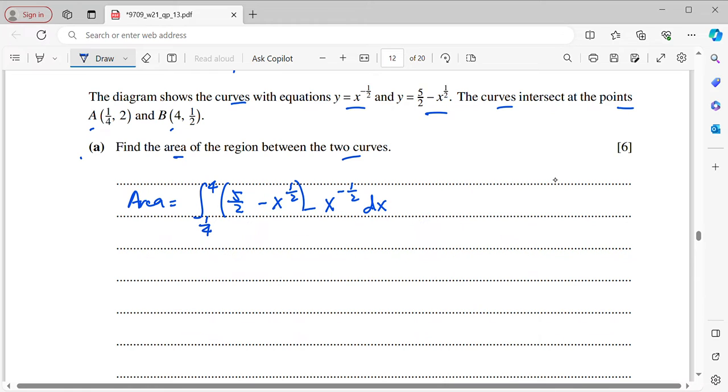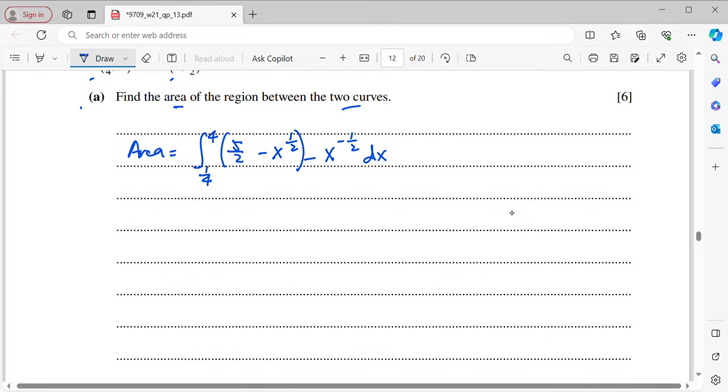Alright. So then I will just directly integrate. When you integrate, always add 1 to the degree of x. So 5 over 2 becomes 5 over 2 x. Then x to the power of half becomes x to the power of 3 over 2, because half plus 1 is 3 over 2. Then you divide by 3 over 2, which means I can just write times 2 over 3. Then minus x to the power of minus half plus 1, it will be half. So you divide by half, which is the same as you times 2.